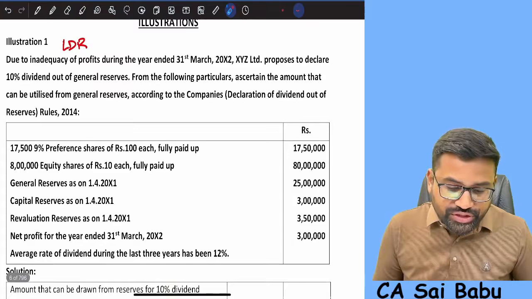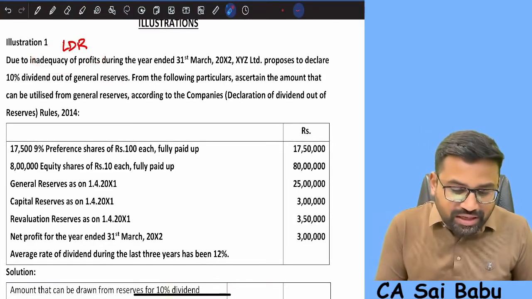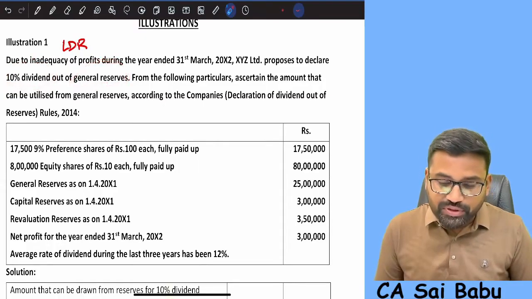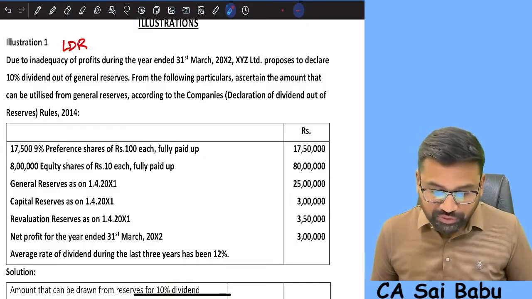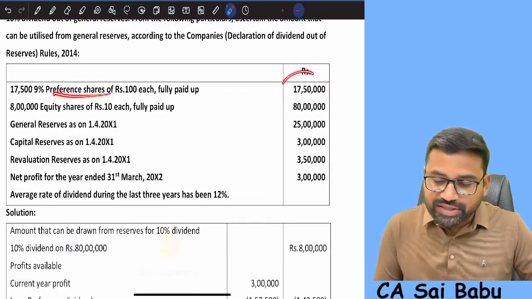Now in this illustration 1, sir, the company does not have adequate profits in the current year, but still the company wants to pay a dividend of 10% by using general reserve. Now they are asking how much amount they can withdraw from general reserve by following the rules. In this case, the company has preference share capital of 17 lakh 50,000.